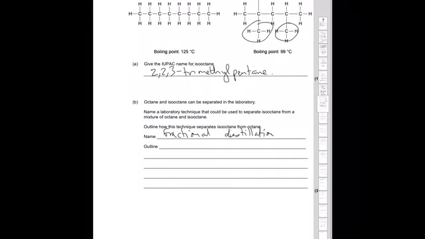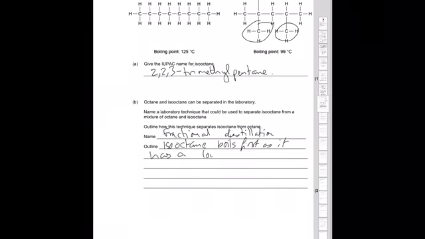A should be 224. How would you separate them? Fractional distillation. What does it say? Outline how this technique separates it. Okay, so the isooctane is going to have a different boiling point, so because it's going to boil off first, it's going to have a lower boiling point. So it boils off first, and then it's condensed.